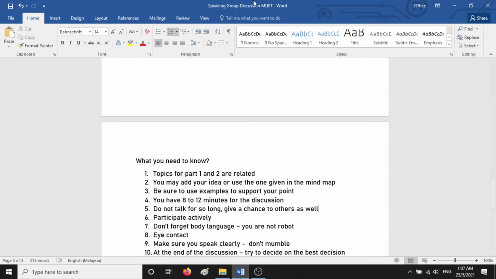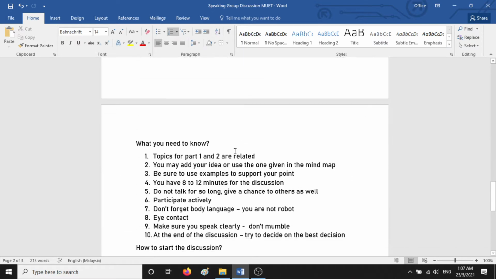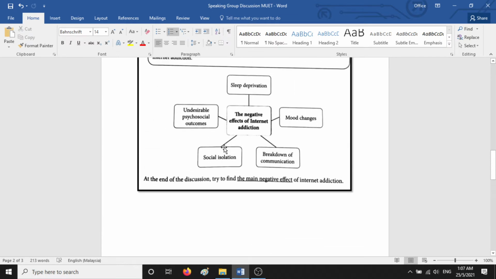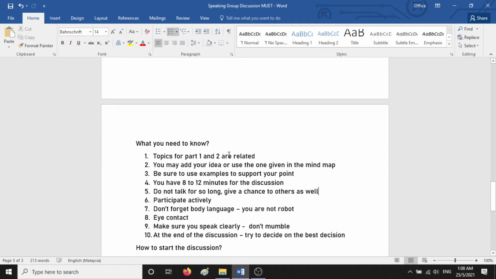Next, number 2, you may add your own idea or use the ones given in the mind map. We are focusing more on the group discussion now. These are the ideas given by them, but if you want to use your own idea, you are allowed to do so. Number 3, be sure to use examples to support your point. Some of you just say, the negative effect of internet addiction is social isolation, then you just stop. No, we need some explanation about that point and idea, so make sure you have your explanation and your example. Number 4, you have 8 to 12 minutes for the discussion. I think all of you know this.